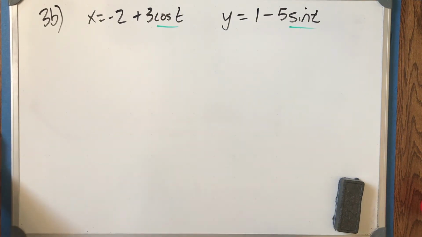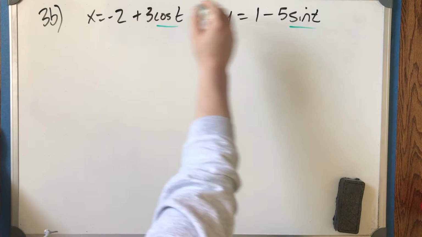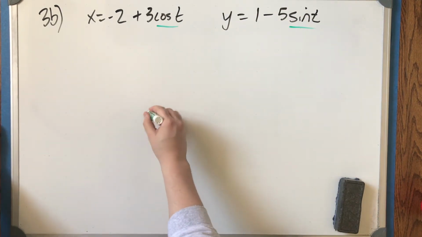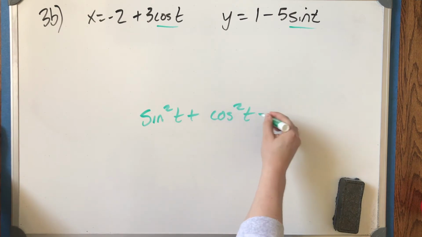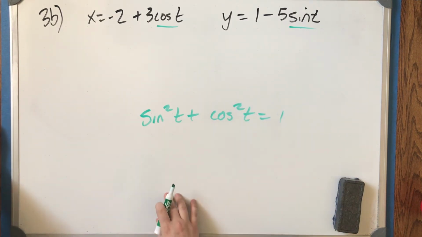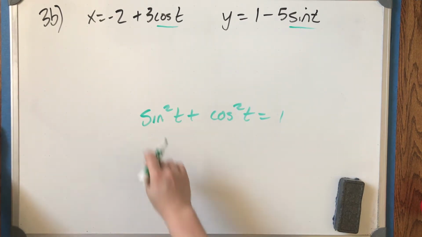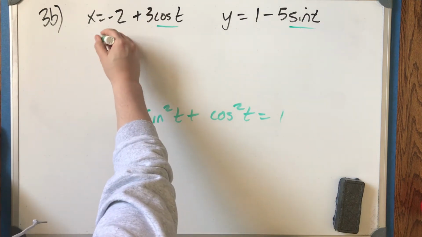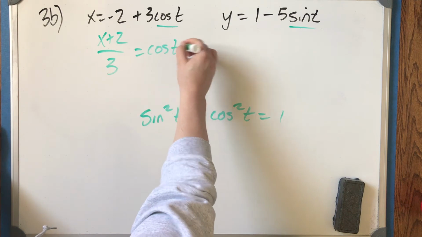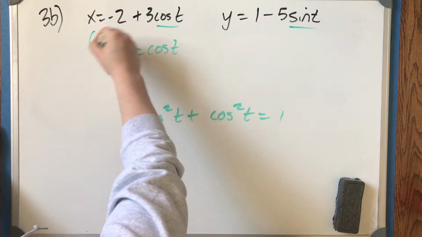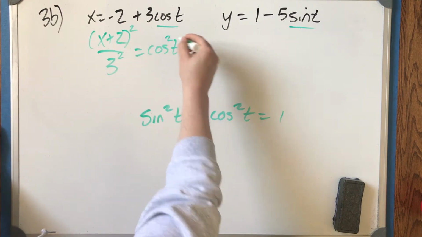For 3b, I'm hoping that you're starting to recognize that when there's a sine and a cosine in here, this might end up being some sort of circular type shape or a conic section maybe. Whenever I see both sine and cosine, my ultimate goal is to substitute these into this equation here. So I need to isolate the sines and the cosines and square both sides. Let's add the 2, divide by 3, and that's what cosine will equal. Then I'm just going to square everything.